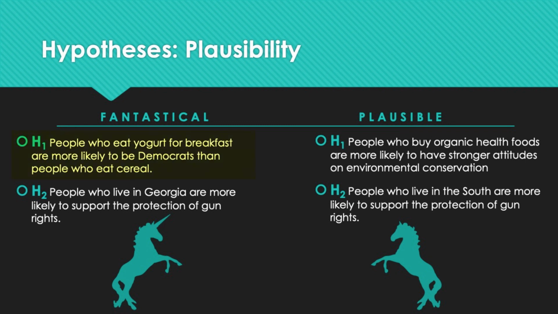So the first one. People who eat yogurt for breakfast are more likely to be Democrats than people who eat cereal. And as much as I love that, why?